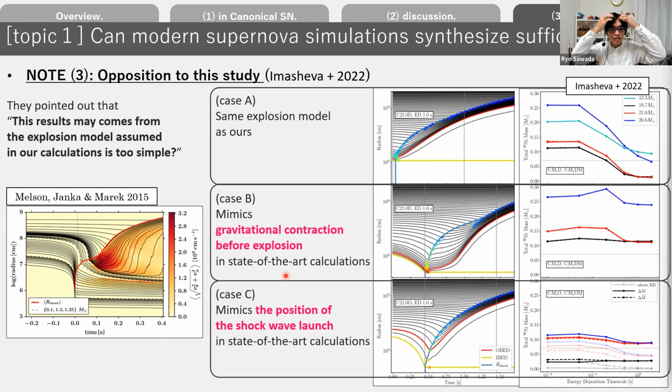This is the final topic, and a little bit confusing and difficult. Just recently, Imashiba et al. pointed out the most obvious question to the 56-nickel problem. Their argument is as follows. We have injected explosion energy directly into the star. However, in a modern explosion model scenario, the star contracted well before explosion. Moreover, the position of shock wave revival is different from our assumed injection position.